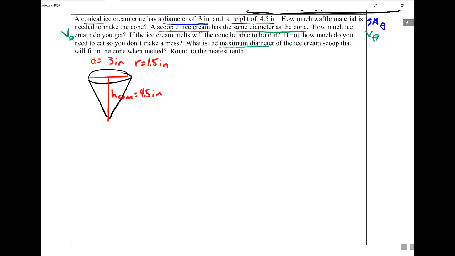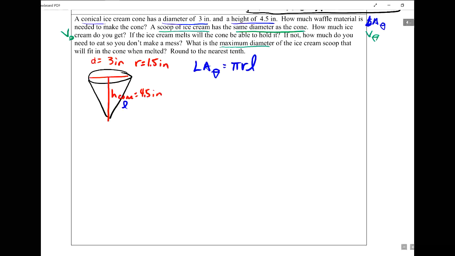What are we doing first? We want to know how much waffle cone. So that sounds like surface area to me. And surface area of a cone is pi... Actually, we don't need surface area, do we? Our ice cream cone does not have a top on it. All we are interested in is the lateral area. So this is just the lateral area here. Lateral area of the cone is pi r L.